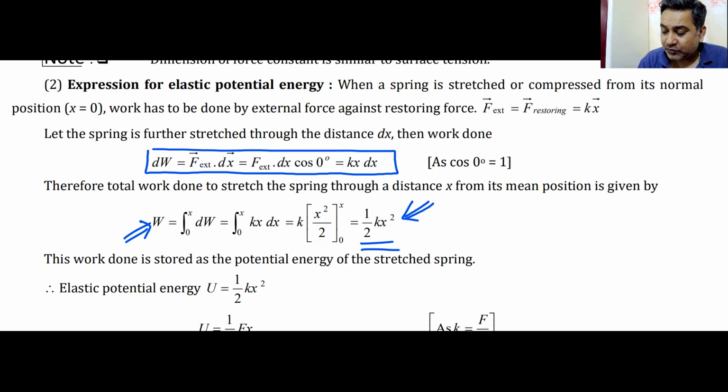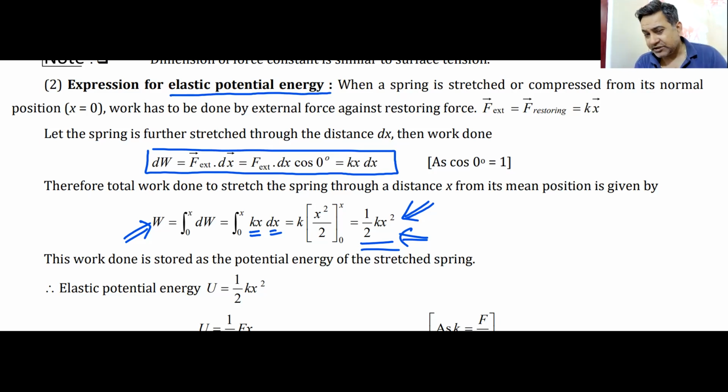Force is k into x. We have just seen that. Into dx, we integrate it from 0 to x and we land up with this work done as half kx square. So this is the formula for work done. Instead of calling it work done, this is the formula for elastic potential energy stored in the spring.